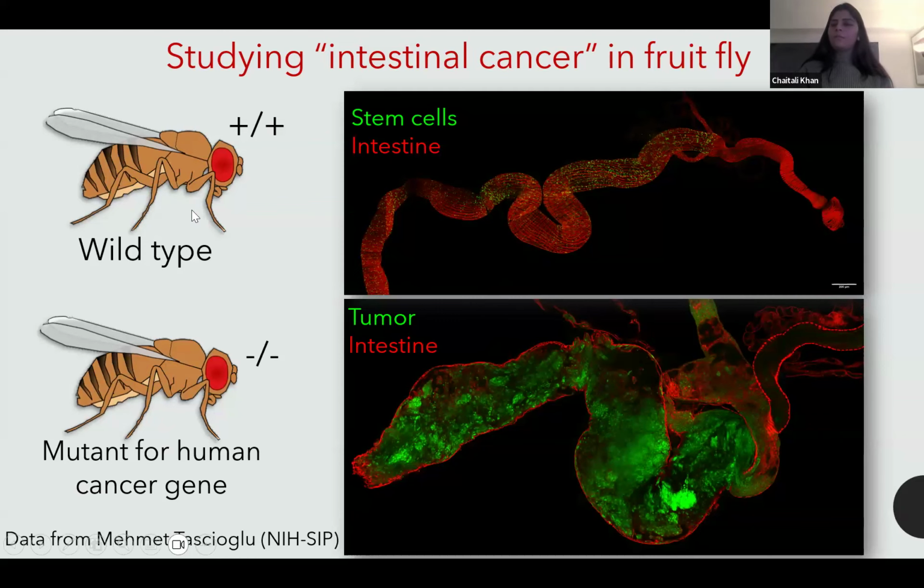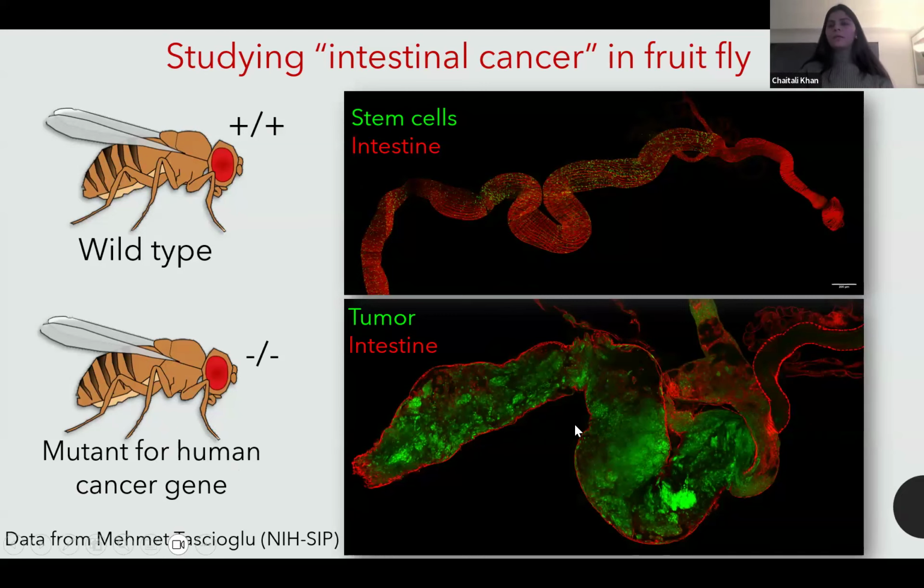Over here, it's just a fly which is normal. We call it wild type because there's no change here, just in the wild. And you can see the intestine looks perfectly normal. Whereas when you have a mutant for a human cancer gene, you can see these stem cells grow like masses of tumor.